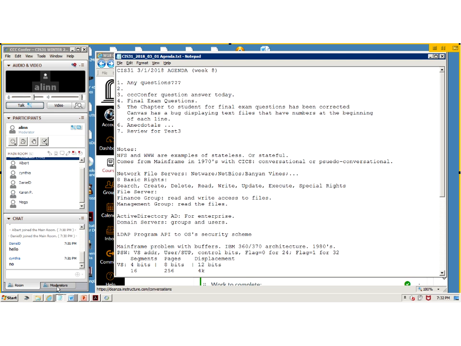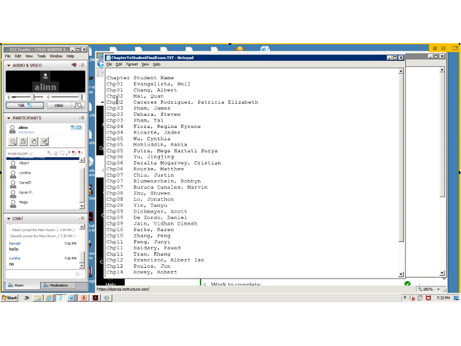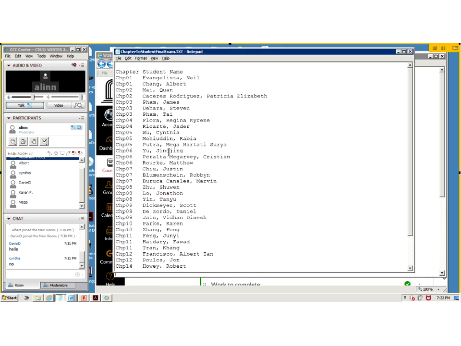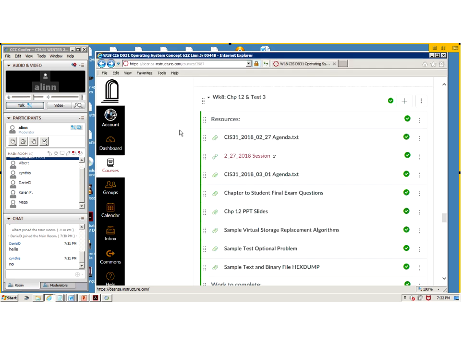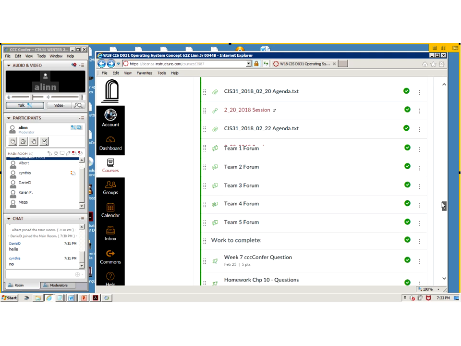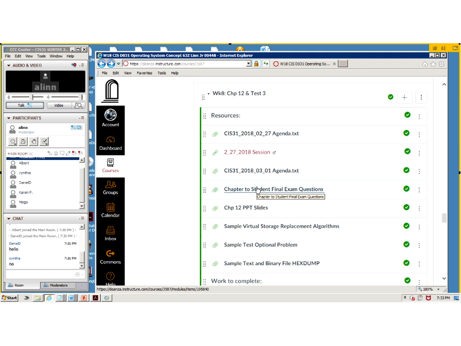Regarding the final exam questions, I finally figured out what went wrong. The chapter assignment for students for the final exam questions has been corrected. What I found was Canvas has a bug displaying text files that have numbers at the beginning of each line. So what I ended up doing was putting CHP in front of the numbers so it wouldn't keep adding numbers when it displayed it. So now it'll display it correctly, and you can take a look and find out what chapter you were assigned to. That's right here somewhere. That link. Right here. That's this link. Okay.